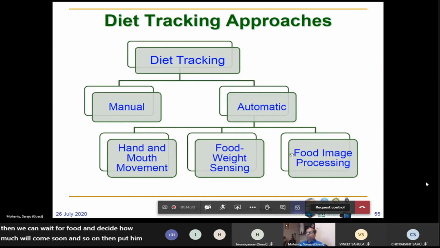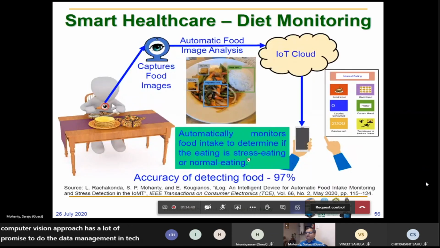Then food image processing. Food image processing with a computer vision approach has a lot of promise for diet intake quantification and management. So this is one work we started, iLog we call it. iLog is a work where we are automatically quantifying food. For example, somebody brings a plate of food, and this system automatically identifies what the food on the plate is, what is the rice, how much is the rice, and then how much of the food is consumed.